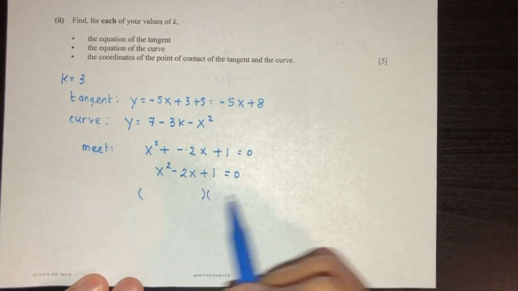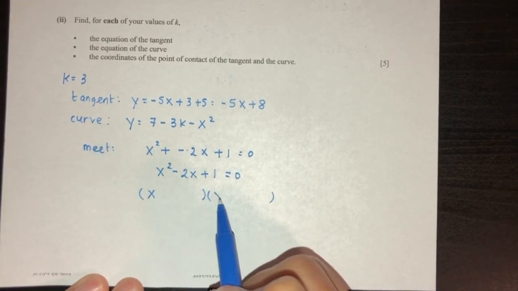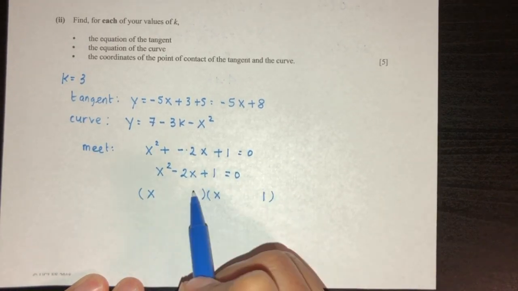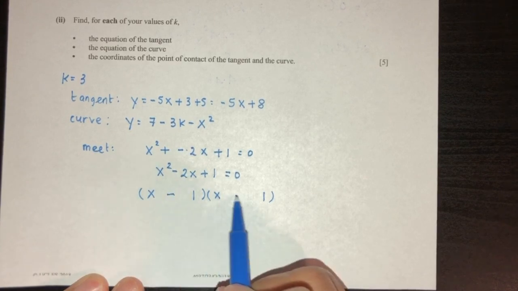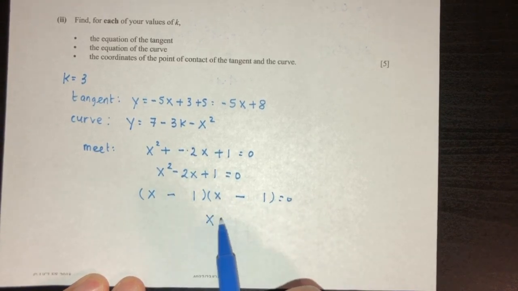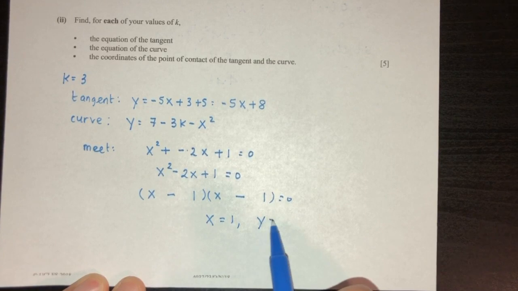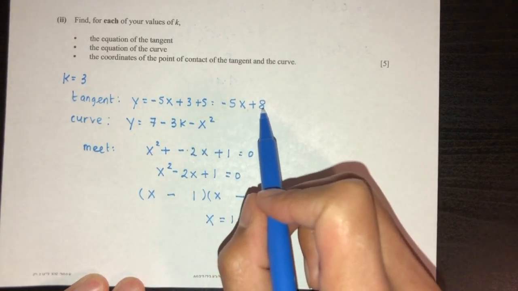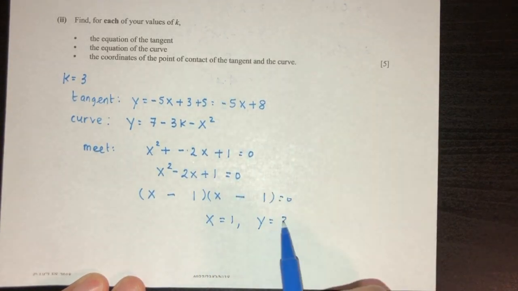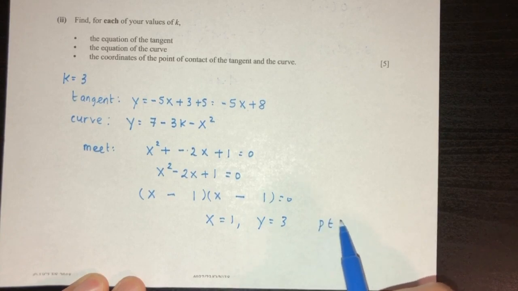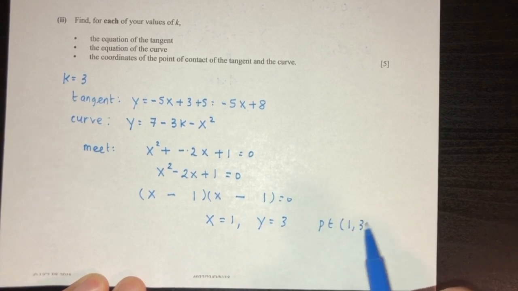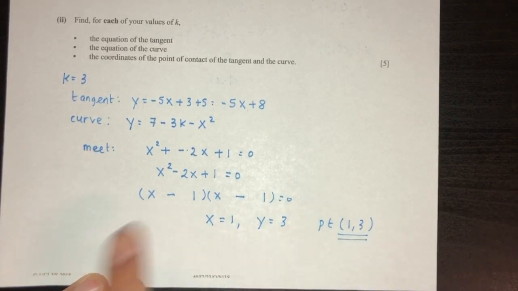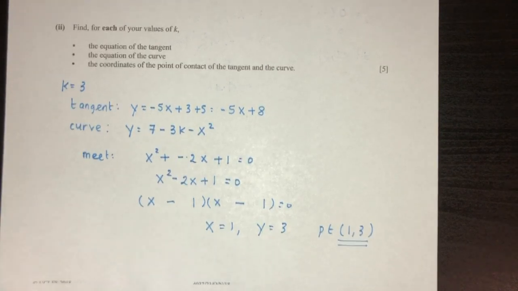So factorize, x squared is x times x, 1 is 1 times 1, minus 2 can be obtained by minus minus. So the point will be x equal to minus 1 and y will be replaced. So minus 1 plus minus 5 plus 8, that will be 3. So the point is 1 and 3. That is the point where they meet if k is equal to 3.